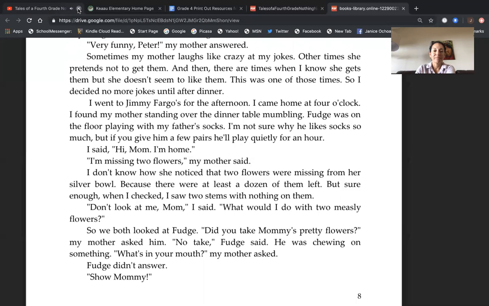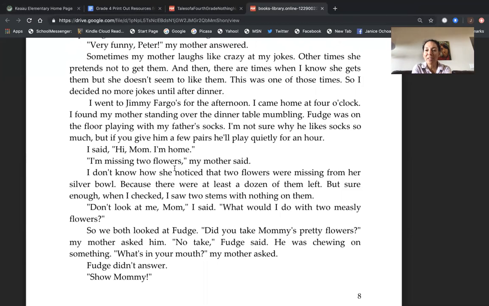I went to Jimmy Fargo's for the afternoon. I came home at 4 o'clock. I found my mother standing over the dinner table mumbling. Fudge was on the floor playing with my father's socks. I'm not sure why he likes socks so much, but if you give him a few pairs, he'll play quietly for an hour. I said, "Hi, Mom, I'm home." "I'm missing 2 flowers," my mother said. I don't know how she noticed that 2 flowers were missing from her silver bowl, because there were at least a dozen of them. But sure enough, when I checked, I saw 2 stems with nothing on them. "Don't look at me, Mom," I said. "What would I do with 2 measly flowers?"